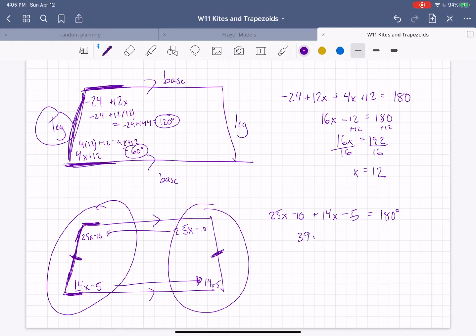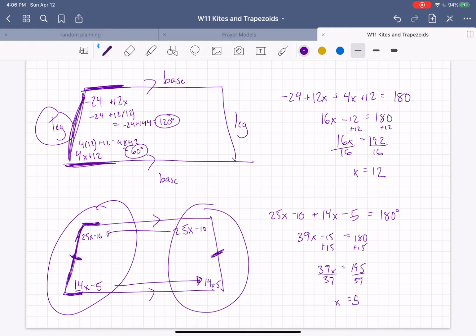So even though we kind of have different scenarios here, we're still using the second property that these angles are supplementary. We're just also using the added thing about isosceles trapezoids where the angles on the same base are also congruent. So 39x minus 15 equals 180. We add the 15 to both sides to get 39x equals 195. We divide by 39 to get x is equal to 5.